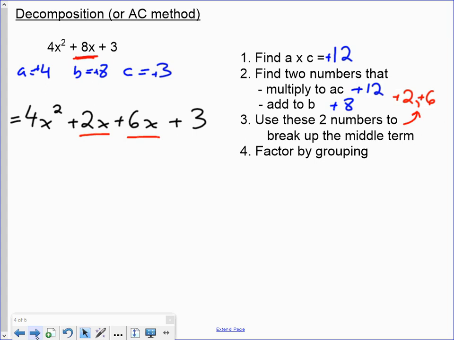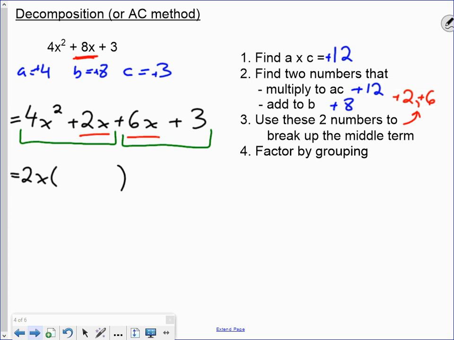What are we going to do next? Well, now we can factor this by grouping. So to factor by grouping, we're going to group the first two terms together and the second two terms together. And we're going to look first at the first two terms, and we're going to see what's common. A 2 is common, and an x is common.